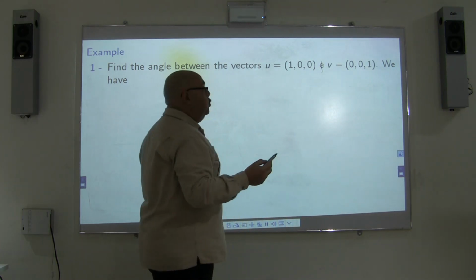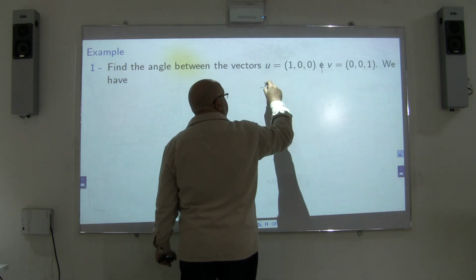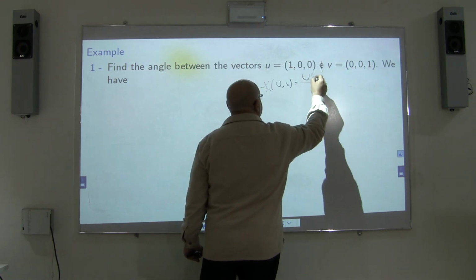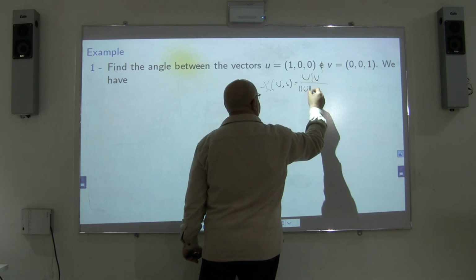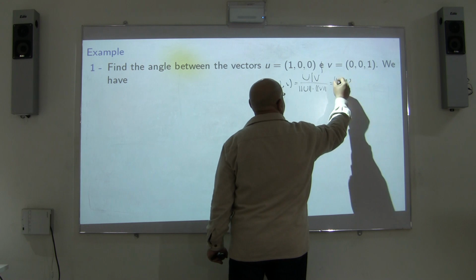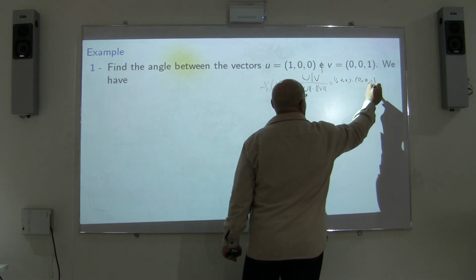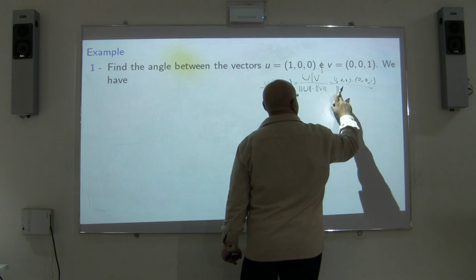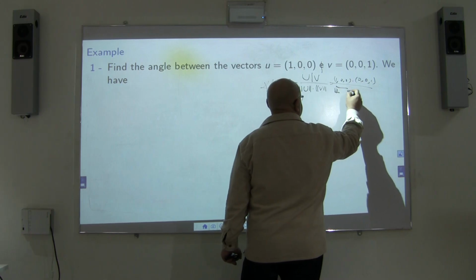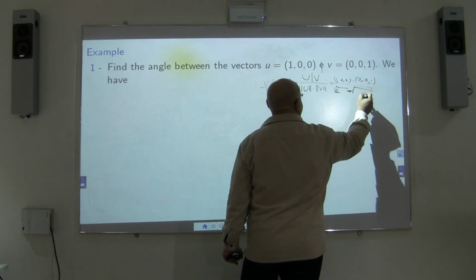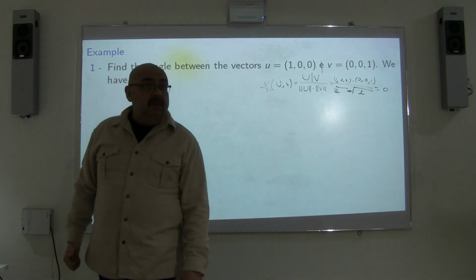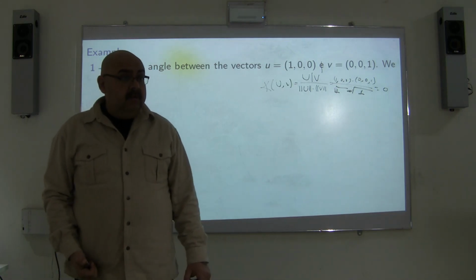Am I right? If you want to have the angle between the vector u and the vector v, it's going to be really very simple. U dot v divided by the magnitude of u times the magnitude of v, which is (1, 0, 0) dot (0, 0, 1) divided by the magnitude of this vector, which is simply the square root of 1 squared plus 0 plus 0, and then the square root of 0 plus 0 plus 1 squared, which is equal to 1. So the result will be 0. Am I right? Are you with me? Makes sense?